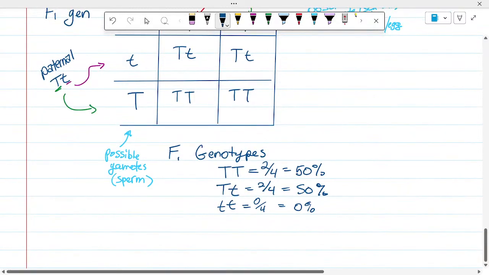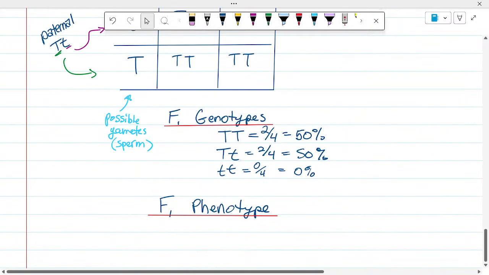Those are the genotypes. What's the other thing we can look at? Phenotypes. If genotype describes what genes they have, phenotype describes the traits. And what are the two traits here? Straight thumb and hitchhiker's thumb. Good. And what percentage of their offspring have straight thumbs? All of them, right? All 4. Which is 100%.